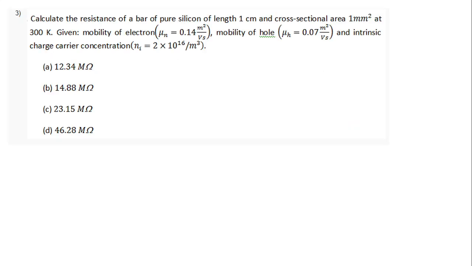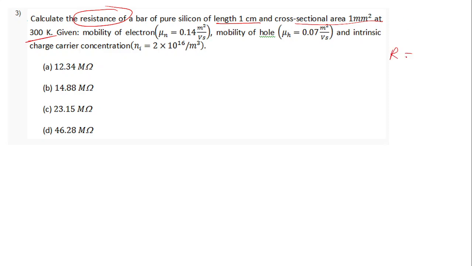Next question: calculate the resistance of a bar of pure silicon, where the length and cross-sectional area are given. We have to find the resistance at 300 Kelvin. We have a formula to find the conductivity, and we can take its reciprocal to get the resistivity. And here we have been asked for the resistance.